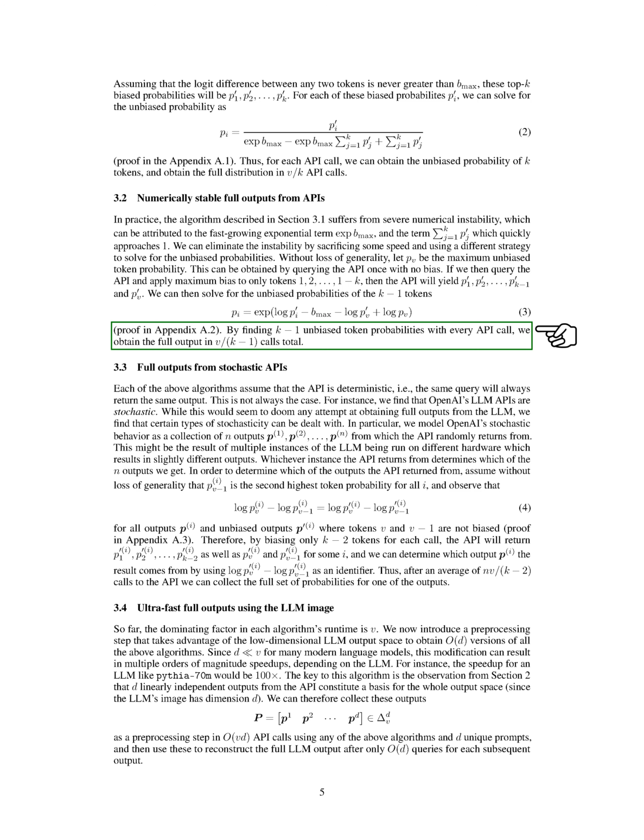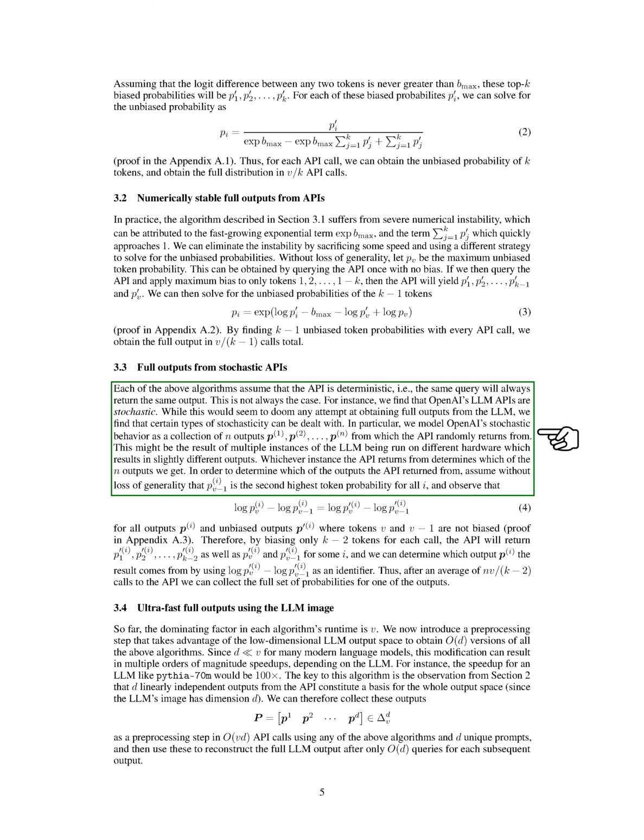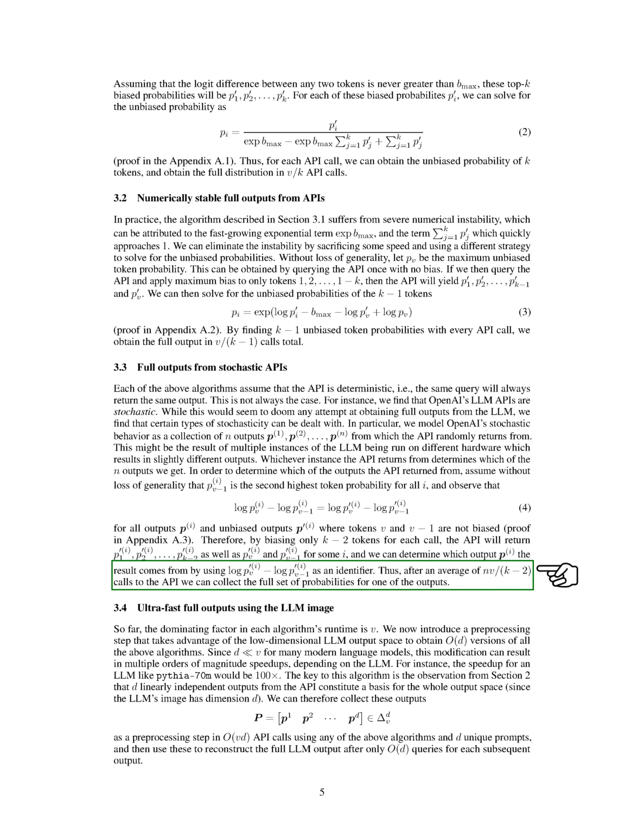Additionally, we tackle stochastic APIs, such as OpenAI's LLM APIs, which introduce randomness in the outputs. We model this stochastic behavior as a collection of potential outputs, from which the API randomly selects. By biasing only certain tokens in each call, we can identify the output the API returns from and collect the full set of probabilities after an average of 49 API calls.